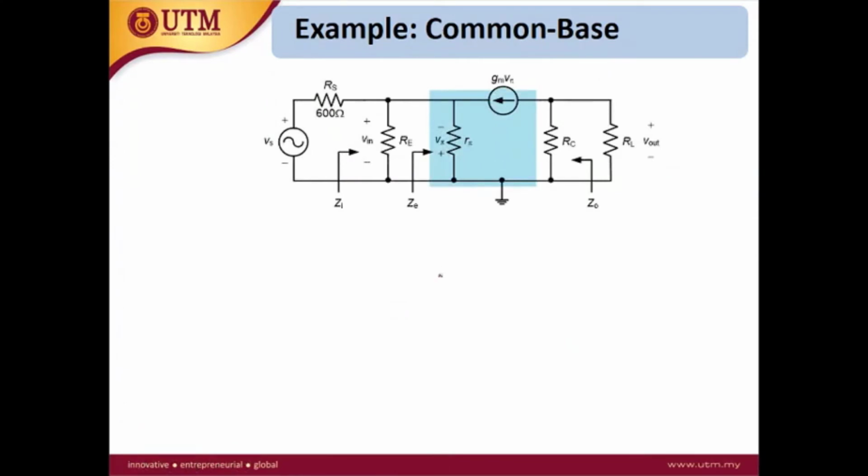Okay. So you can calculate from the AV, you can also calculate the AVS. The AVS is V out over Vs. This can be rearranged to V out over V in times V in over Vs. And then V out over V in is equal to AV. So next, you need to get what is V in over Vs.